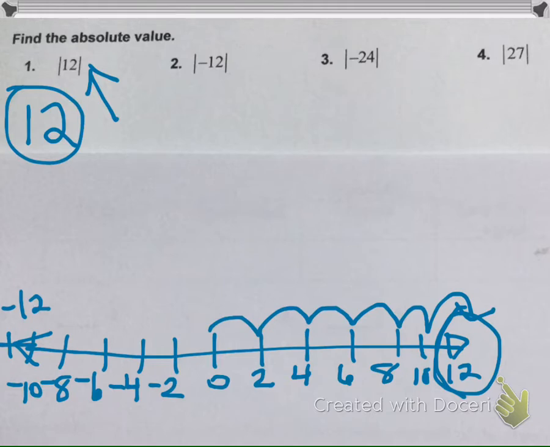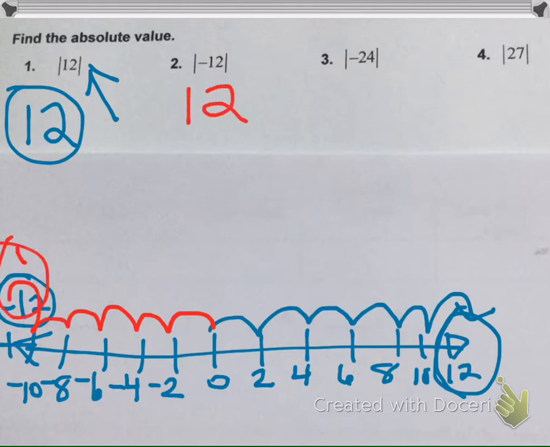Question number 2, what is the absolute value of -12? How far is -12 from 0? I'm going to just switch my color here. How far away is it? 2, 4, 6, 8, 10, 12. It is 12 away from 0. So the absolute value of -12 is also 12. That's all you're doing for these problems. How far away is it from 0? It's 12 away from 0. The absolute value of +12 is 12. The absolute value of -12 is 12.